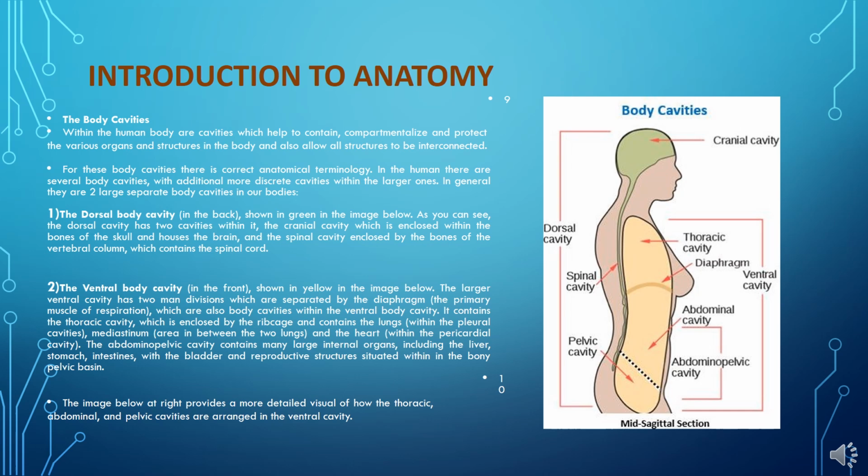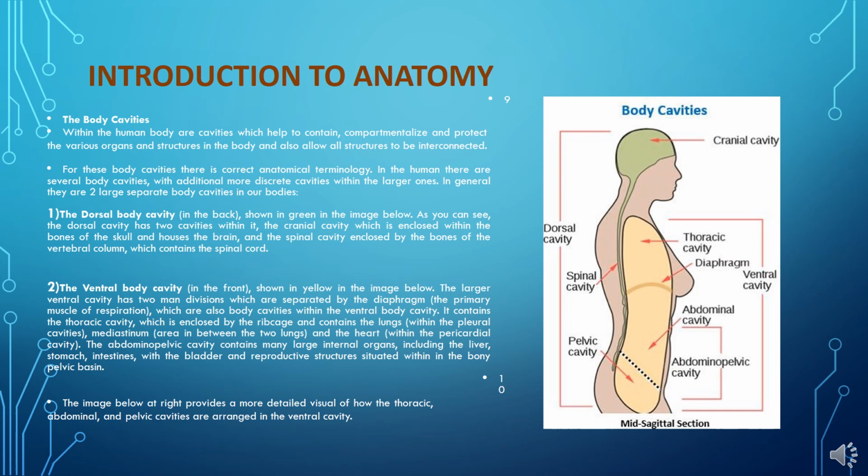The ventral body cavity in the front is shown in yellow in the image below. The larger ventral cavity has two main divisions, which are separated by the diaphragm, the primary muscle of respiration, and which are also body cavities within the ventral body cavity. It contains the thoracic cavity, which is enclosed by the ribcage and contains the lungs within the pleural cavities, the mediastinum, the area in between the two lungs, and the heart within the pericardial cavity.